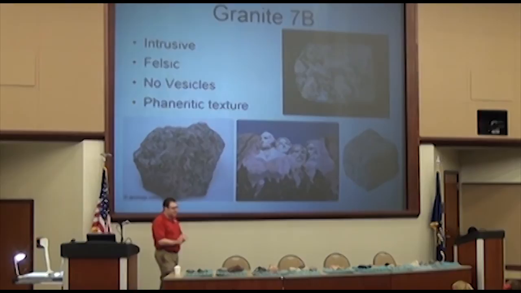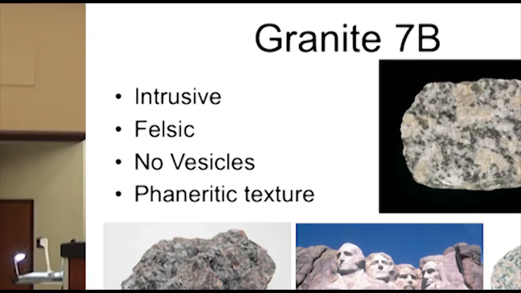So because we can see those crystals, we call it phaneritic texture, right? There's no vesicles. It's felsic because it's light colored. And it cooled inside the earth, so it's intrusive.